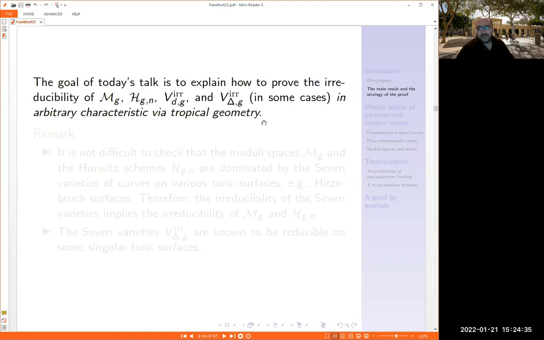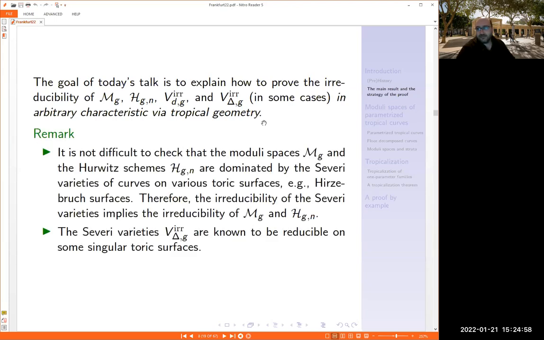Now, with the Severi varieties on toric surfaces, one must be slightly careful because sometimes they are reducible, so you can't prove that they are always irreducible. There are examples where the behavior depends on the characteristic. So one must restrict the type of toric surfaces you consider. Let me give you two remarks that explain the relation between things.